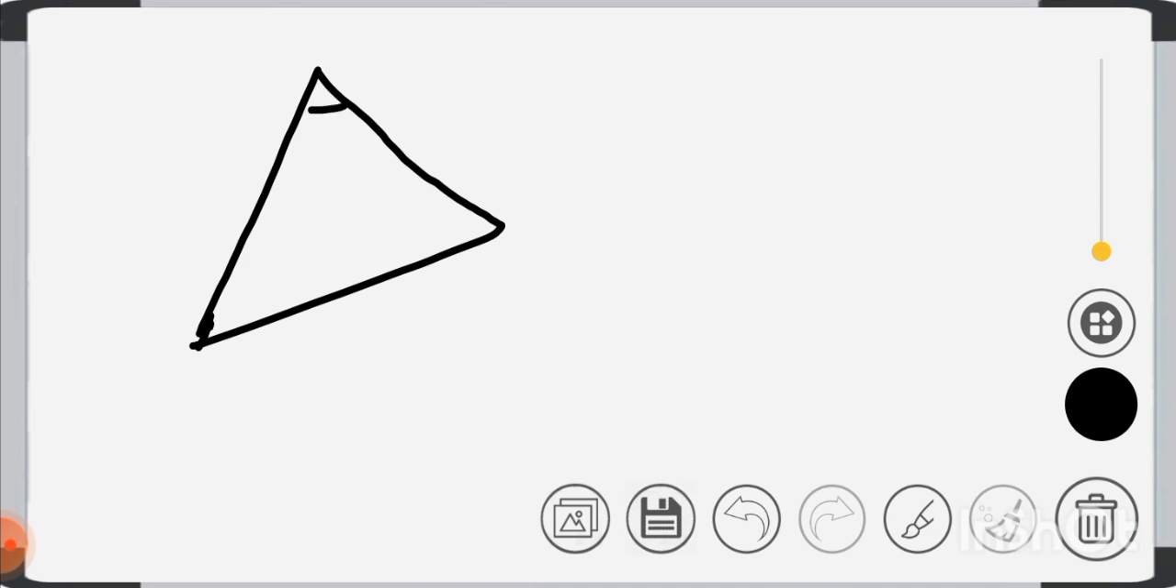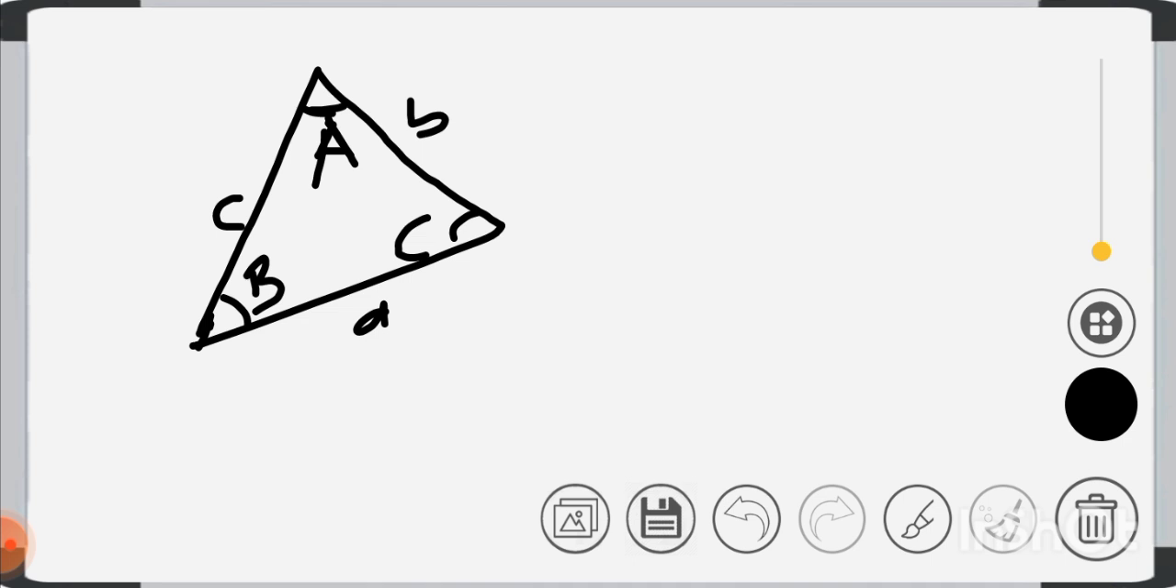Let me just call this one A. I call this one B. I call this one C. So how are you going to solve all these angles inside? Let me call this part B, this part A, and this other part small c. So how are you going to solve the sides as well? Or how are you going to solve the actual values of the angles inside?